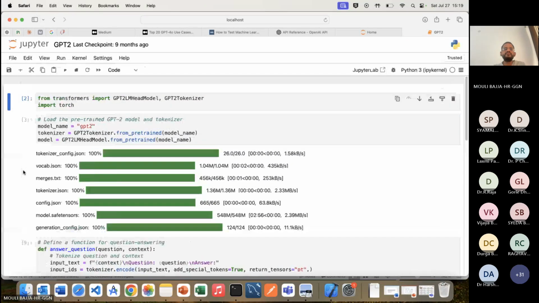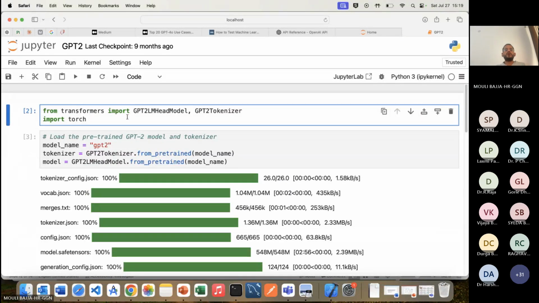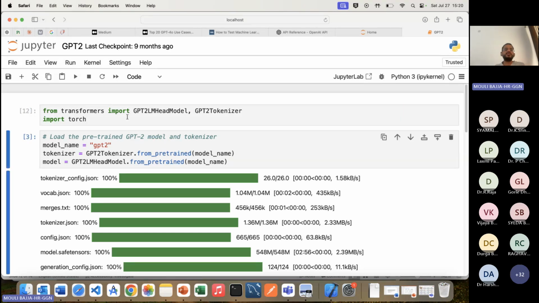Now here, transformers is a package. In the transformers package, you have the GPT-2 LM head model and then the GPT-2 tokenizer. We need a tokenizer, and embeddings are built into the head model itself. We need both of them to be imported. And import torch, because some script is written in torch. So let's run this.